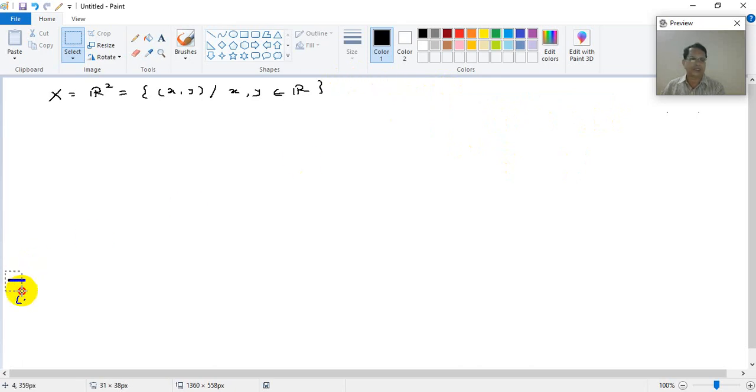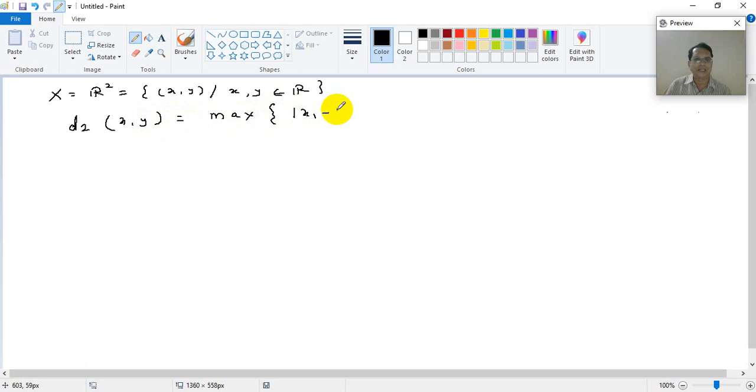But the definition was different. Instead of plus, it was maximum. So now again, you know what the elements are in that. So now you define d2. d2 of x comma y is the maximum of mod of x1 minus y1 comma mod of x2 minus y2, where x is always taken as x1 comma x2 and y is taken as y1 comma y2.